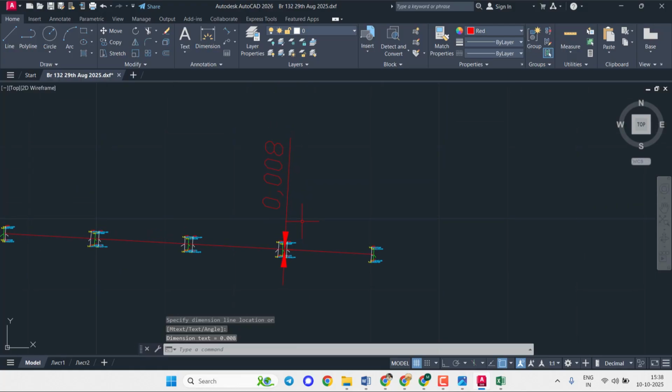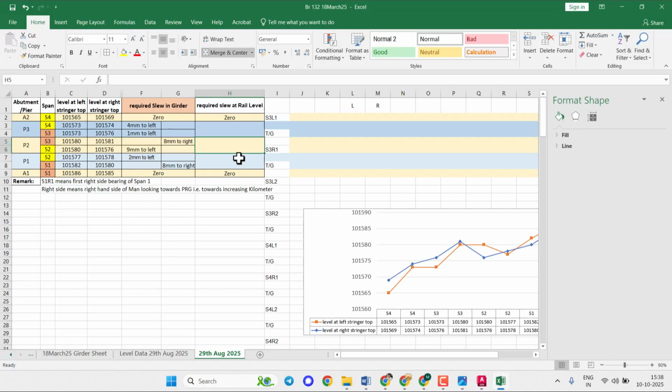So this is 8 mm to right. So at P1 we need to slew 8 mm to right. Now, 8 mm to right. Let's see some photo.